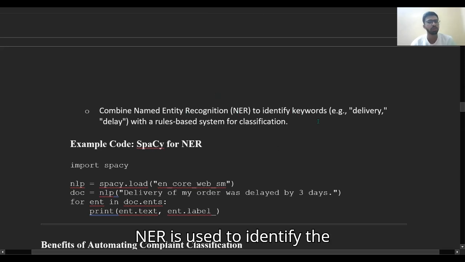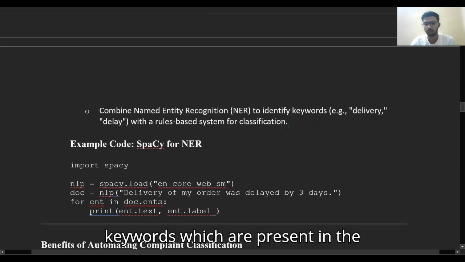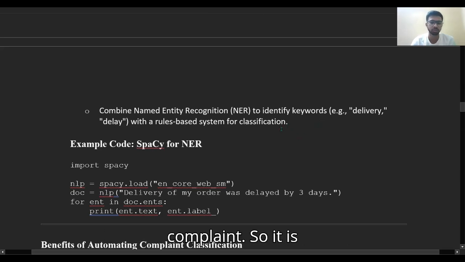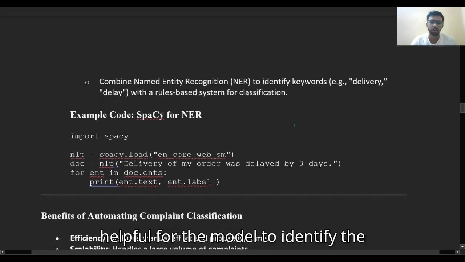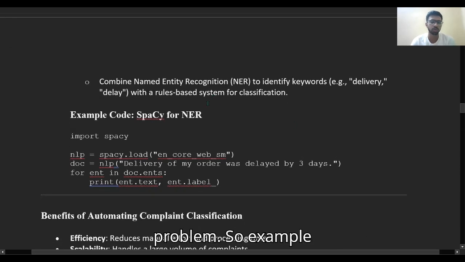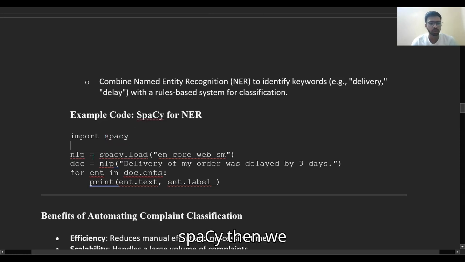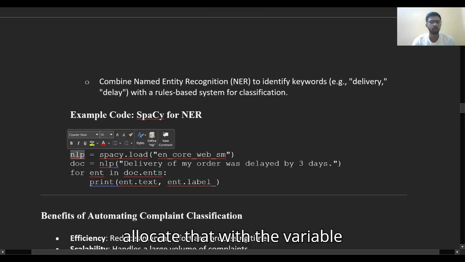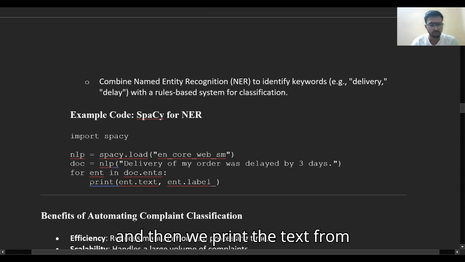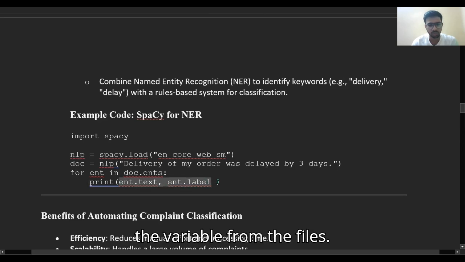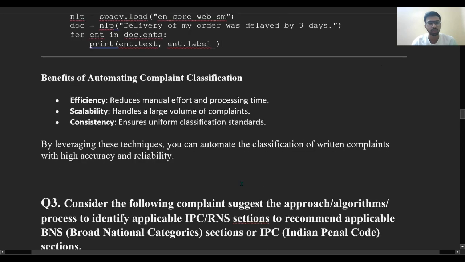NER is used to identify keywords which are present in the complaint, so it is helpful for the model to identify the problem. As an example for NER, we have to import a library called spaCy. Then we assign that to a variable, and then we print the text from the variable from the files.